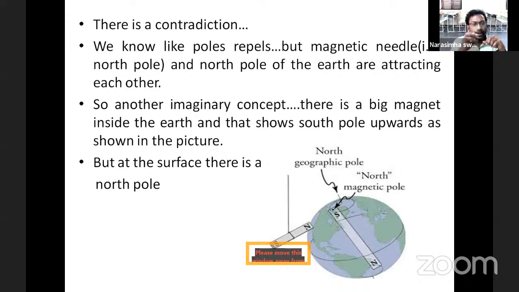So another imaginary concept is that there is a big magnet inside the Earth, which shows its south pole upwards, as shown in the figure. Look at this diagram here.